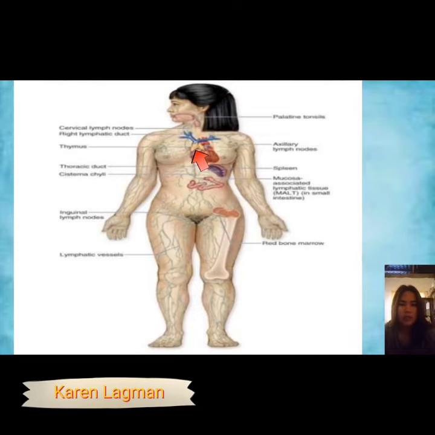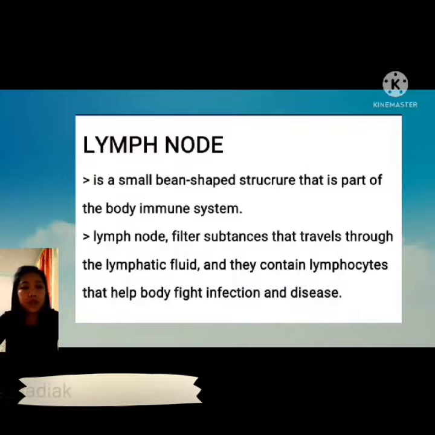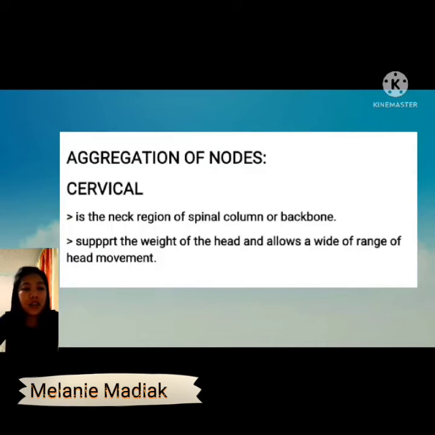anterior mediastinum. Lymph node. A lymph node is a small bean-shaped structure that is part of the body's immune system. Lymph nodes filter substances that travel through the lymphatic fluid, and they contain lymphocytes that help the body fight infection and disease. Aggregation of nodes.